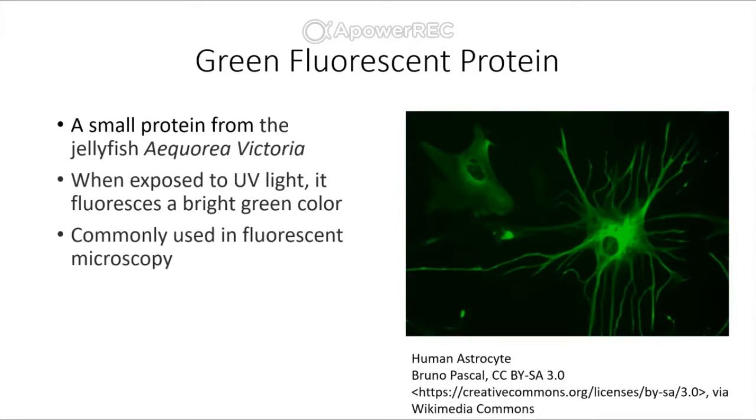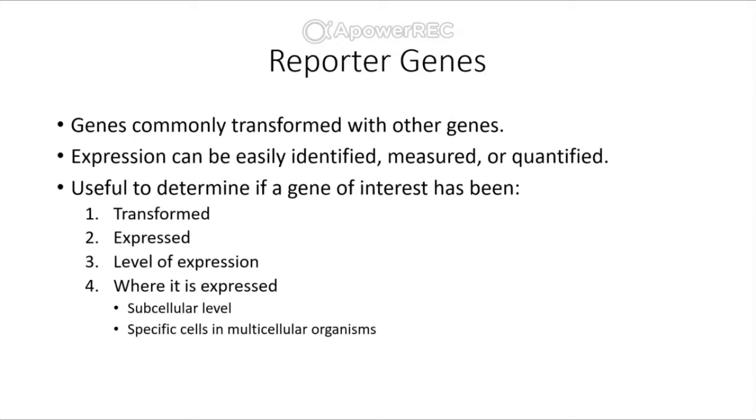In this example, the GFP is expressed all over the cell. I don't know what exactly the expression vector is like, but you can do a variety of different things with GFP. For one, you can use it as a reporter gene. A reporter gene is a gene that's commonly transformed with other genes, and its expression can be easily identified, measured, or quantified.